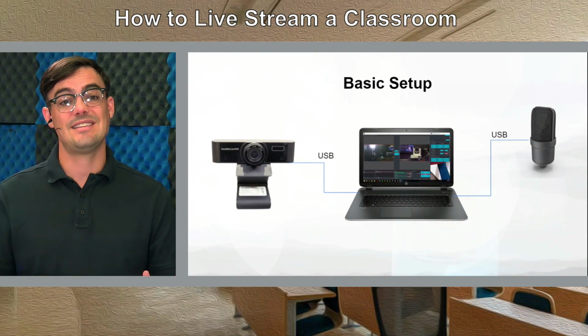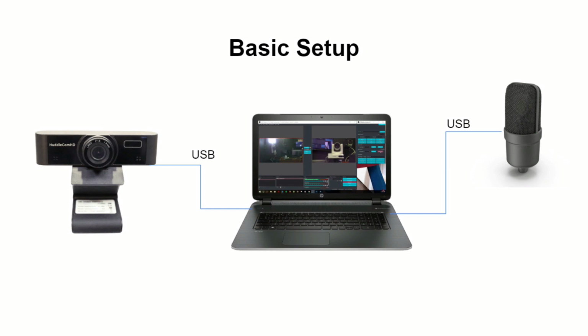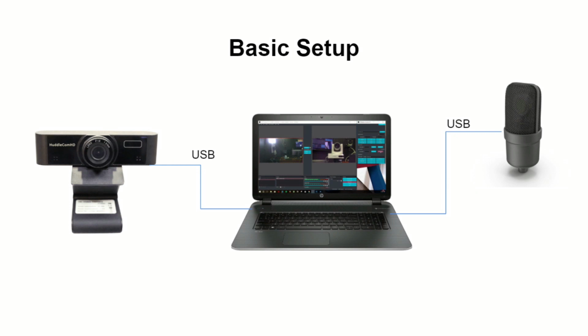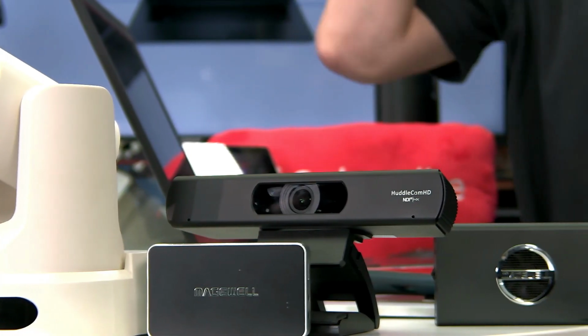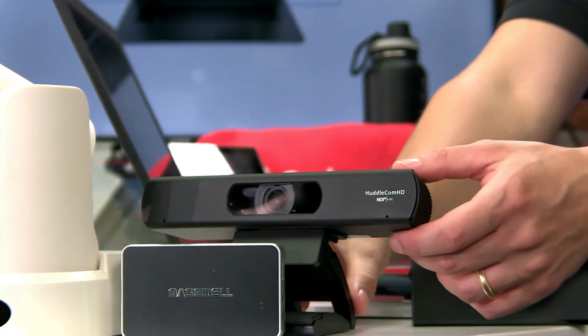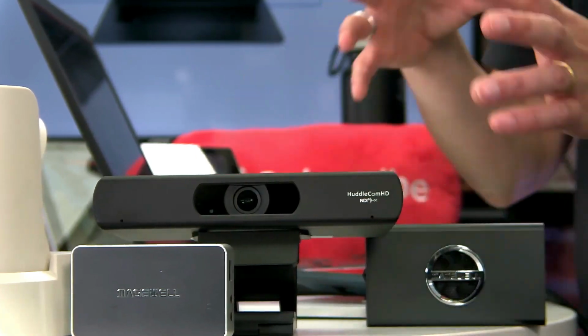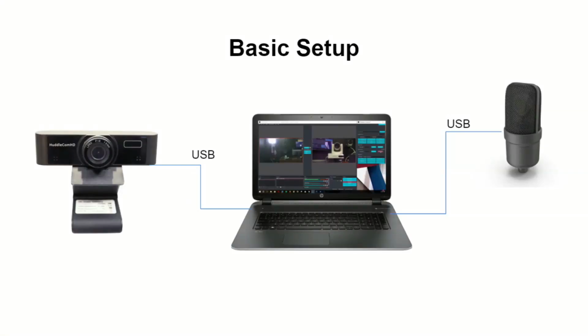So a basic setup would be a webcam and a USB microphone. Now, you may not even need the USB microphone if there is a microphone built into the webcam. I'm a big fan of the HuddleCam HD webcam. It has 2 microphones in it that can be used, and then a 1080p camera that's really high quality. It works really well with OBS. HuddleCam also has a HuddleCam HD Pro version, which has some optical zoom that we talked about in the book as well.